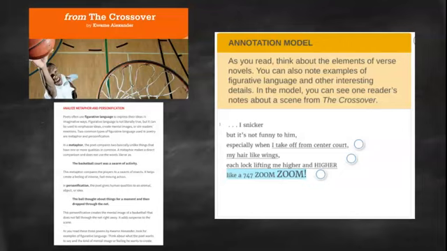Okay. My hair like wings. Now, whenever we see like, and we're comparing two things like hair and wings, we know that's a simile. Remember, we talked about that with metaphor before. We said metaphor does not use like or as. So if you see like, that means it's a simile. So comparing hair to wings. Each lock lifting me higher and higher like a 747, zoom zoom.